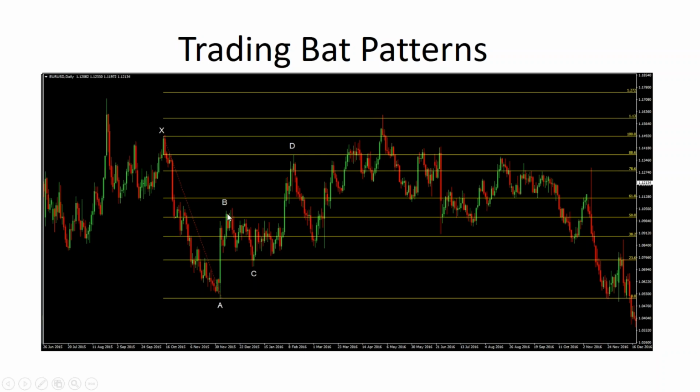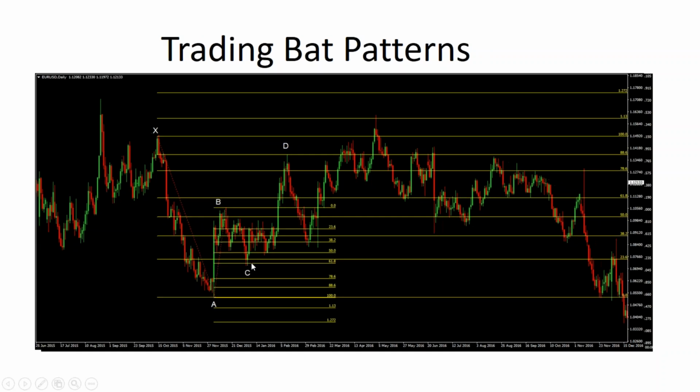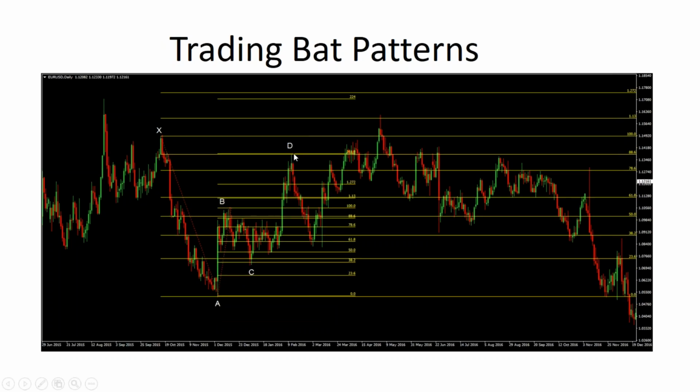We then retrace higher into the 50% retracement of that XA leg before reversing and selling off to put in a higher low at the 61.8% retracement of that AB leg, and that gives us our BC leg. From here, we then get one final push higher, and you can see that price trades all the way up into the 88.6% retracement of that XA leg, just like we saw in the diagram. Importantly, you can see that we also have confluence with the 161.8 extension of that AB leg.